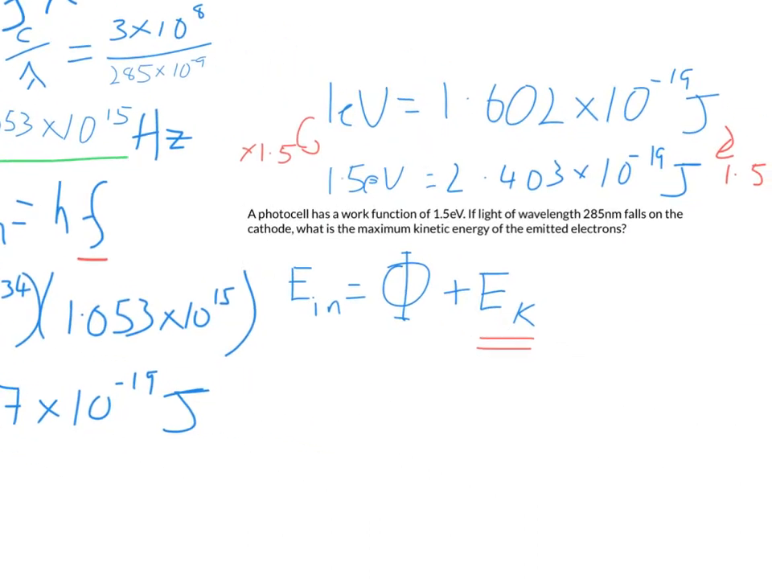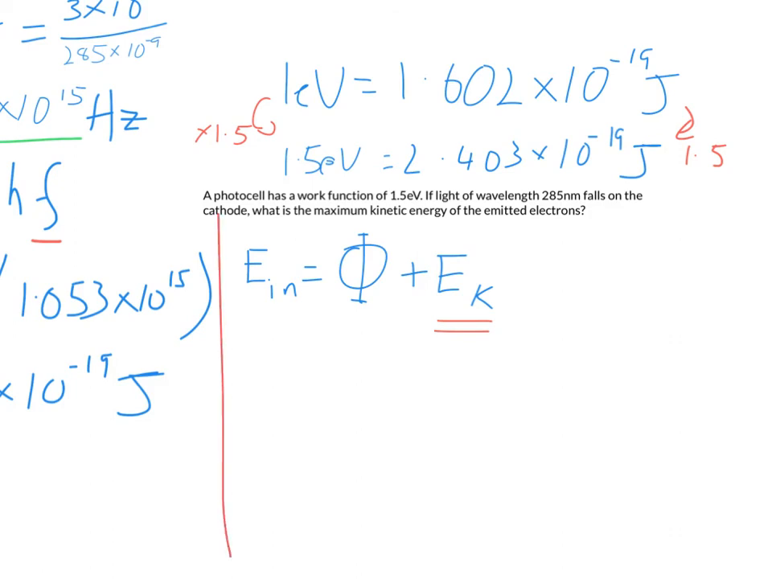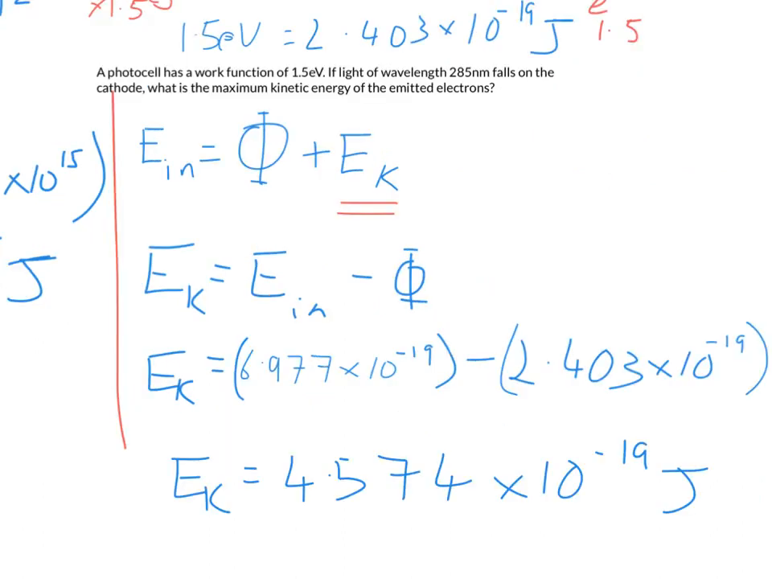At this point, we can go back to the photoelectric law. And now we're in a position to fill in the energy of our incoming photon, which we now have in joules, our work function, which we also now have in joules, and that will allow us to solve out our maximum kinetic energy. So we'll rearrange the formula first, giving us the kinetic energy is equal to the incoming energy take away the work function. This gives us a final value for kinetic energy of 4.574 by 10 to the power of -19 joules.